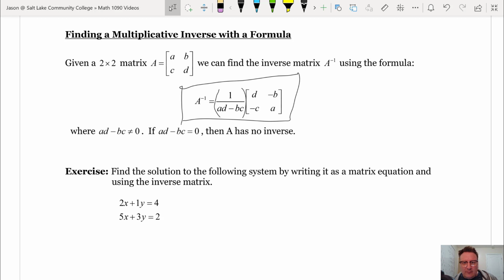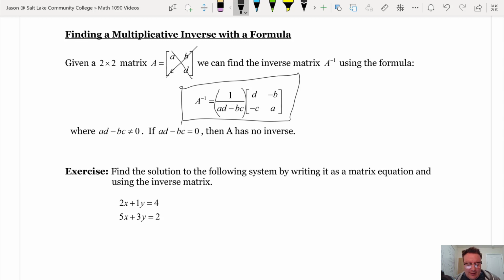You just have to remember that little denominator of the scalar out in front. You have to remember 1 over AD minus BC. And what is AD minus BC? It's you take the product of the two elements on the diagonal, A and D, and then you subtract off the product of the two elements on the cross diagonal, B and C. So it's not too hard to remember, okay?